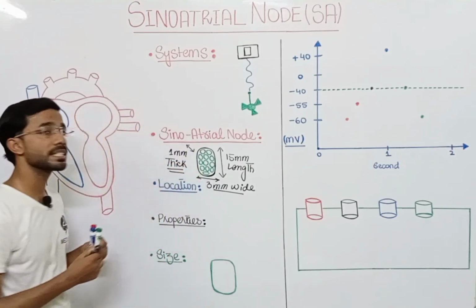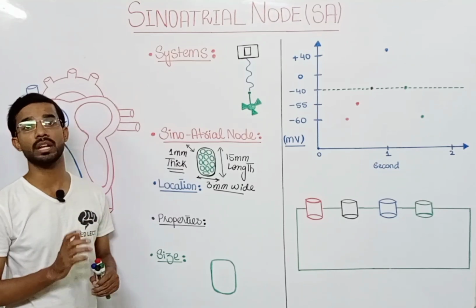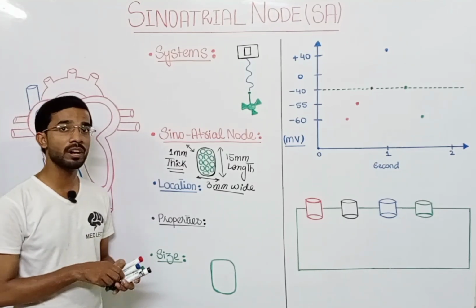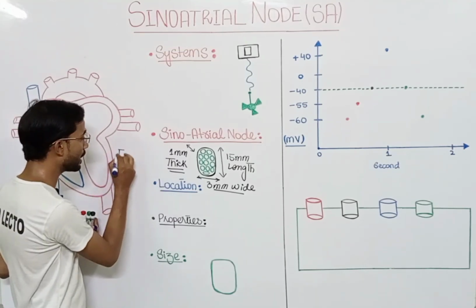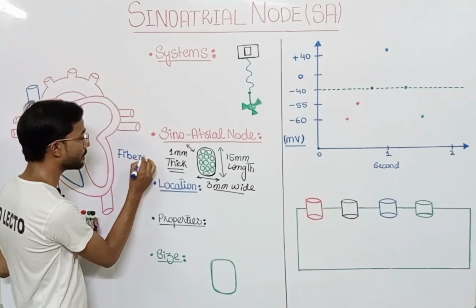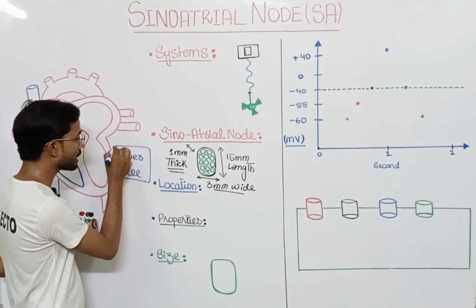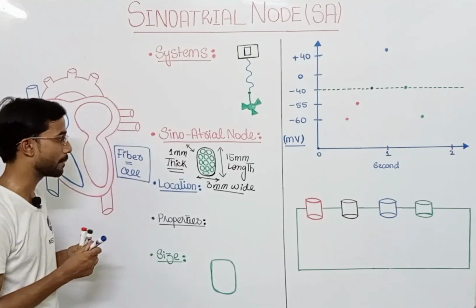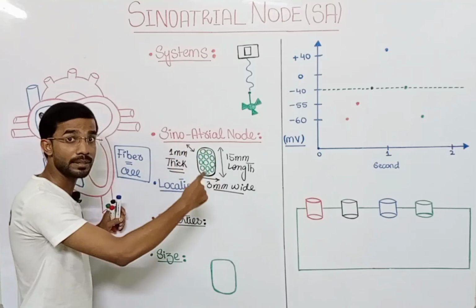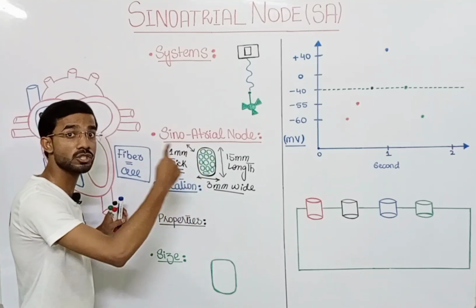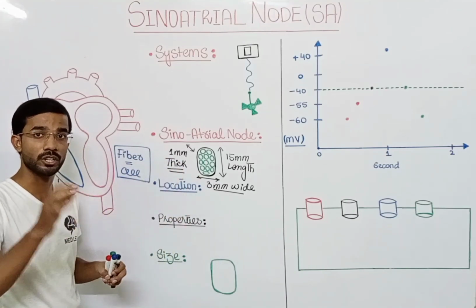So actually, the sinoatrial node is composed of different sinus nodal fibers. Whenever you see or hear the word fiber, it means that I am going to discuss cells. Fiber is equal to the cell. Okay. So the sinoatrial node is composed of different fibers or cells, sinus nodal cells. A lot of cells are present in this sinoatrial node.